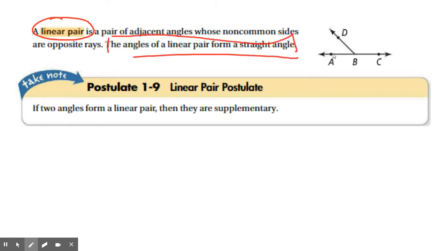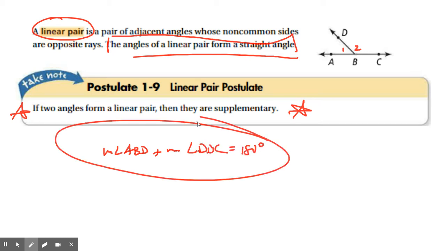So in this picture, angle ABD, this angle 1, and angle DBC, this angle 2, make a linear pair. The linear pair postulate says if two angles form a linear pair, then they are supplementary. So in this picture, the measure of angle ABD plus the measure of angle DBC will equal 180 degrees. Supplementary.